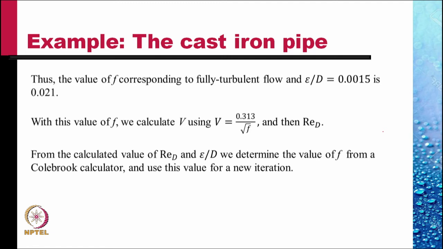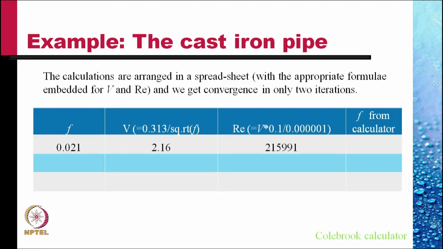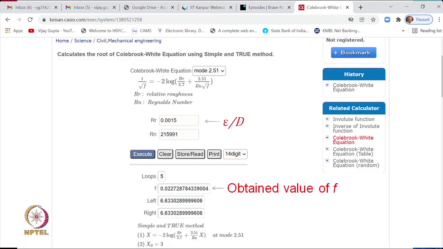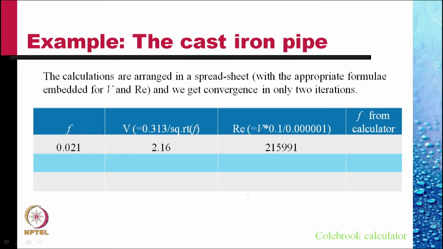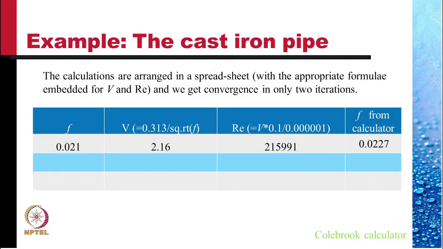We start with this value and we calculate V from 0.313 divided by under root f, then Reynolds number, and do the iteration. So, the first value of f we start is 0.021. The value of V from that formula 0.313 divided by square root of f, we get the value of V to be 2.16 meters per second, from which we calculate Reynolds number as 215991. From Colebrook calculator, the value of f we get from the calculator is 0.0227. This value can also be obtained from the Moody's chart.